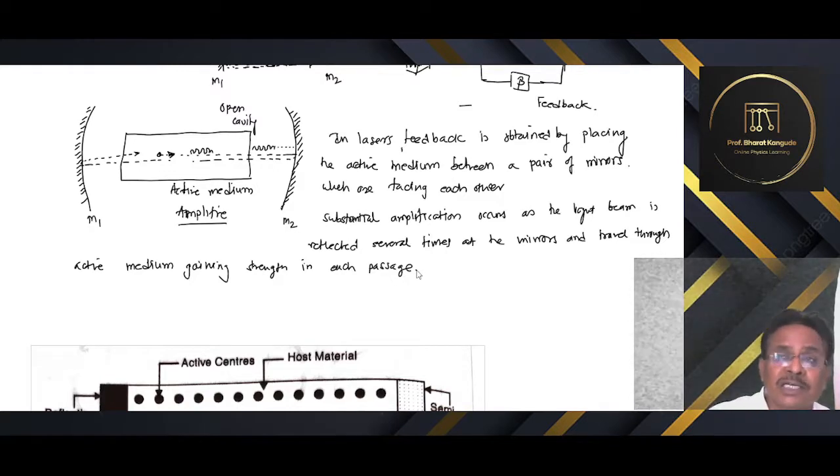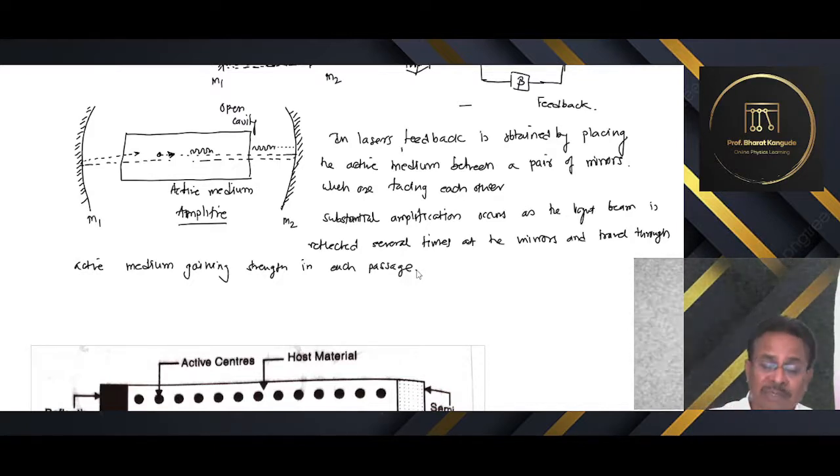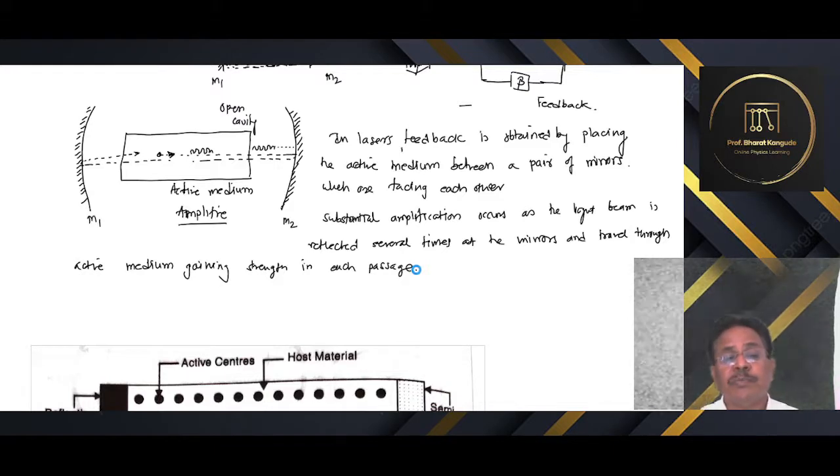They again get reflected back, and this process of reflection and passage through the active medium goes on continuously, and that is how a large number of photons are produced, and thereby the intensity of the energy, or what we call the amplification of the energy, takes place. That's how this simple principle works, as we have shown here. So this particular device is called an optical resonator.